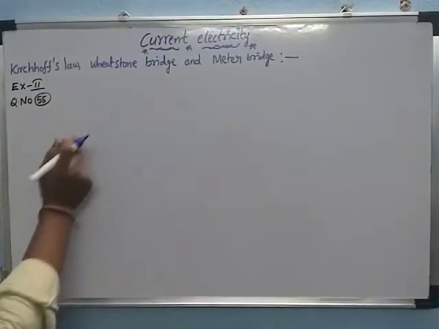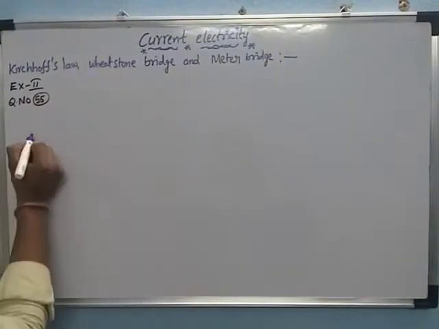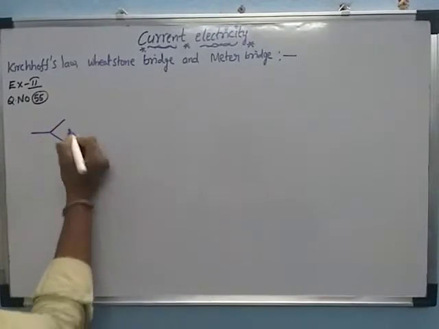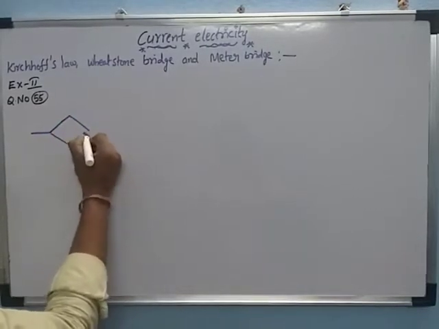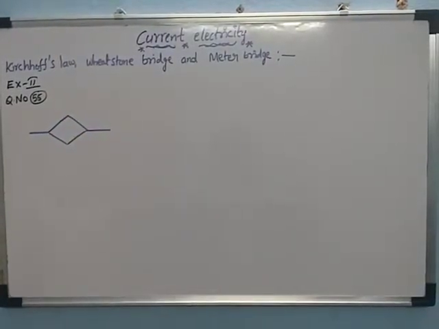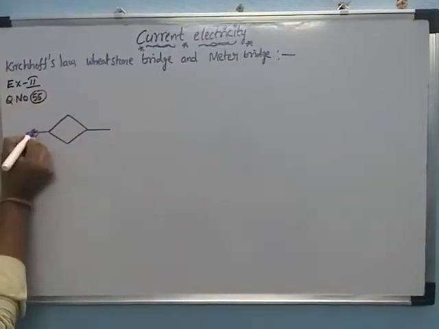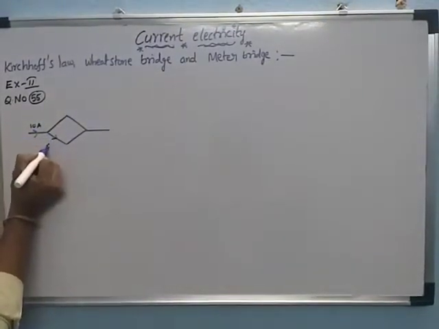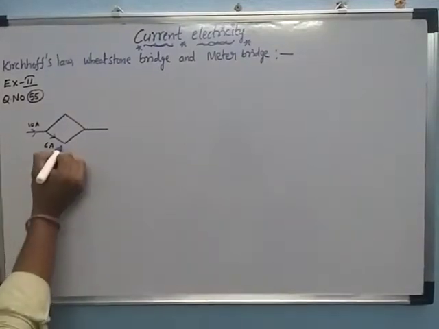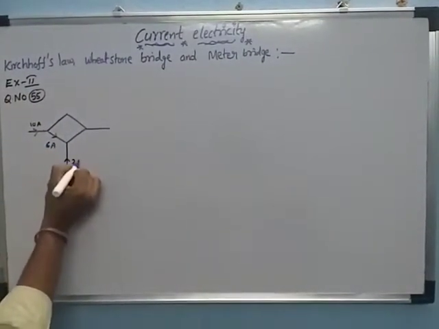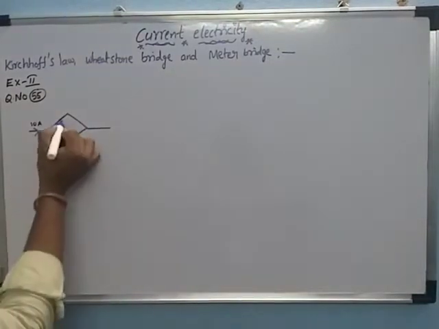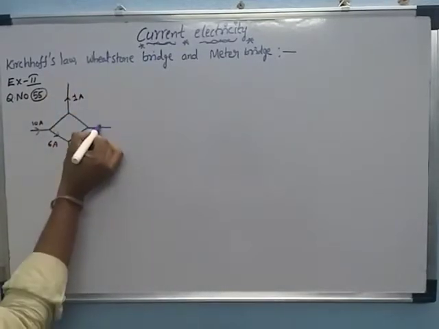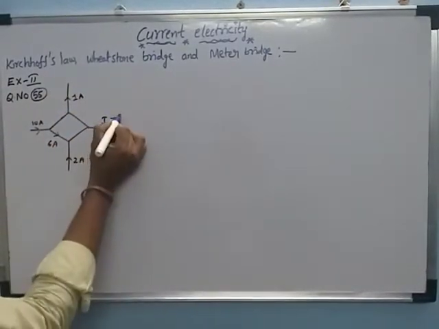What we can find out is the current in a circuit. Here the circuit is given, with the direction of the current. Starting with 10 ampere at one of the junctions, this side is given as 6 ampere, and here the current entering is 2 ampere. The current going out is 1 ampere. Then we can find the value of the current.